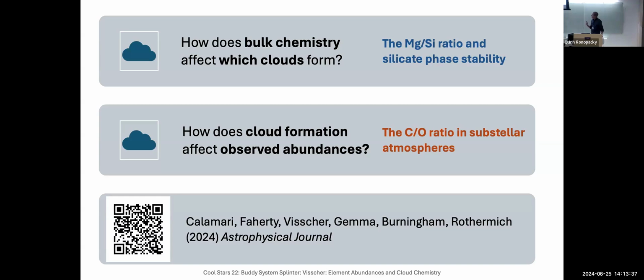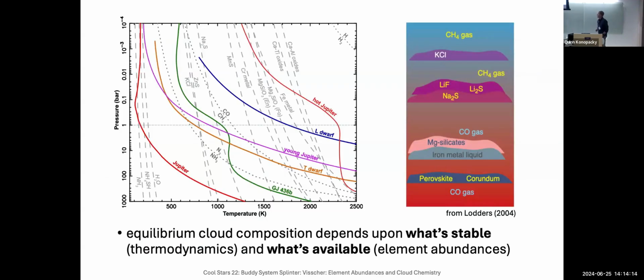The first thing we want to explore is how the bulk chemistry affects the types of clouds that we can form in a substellar atmosphere. Specifically, I'm going to look at the magnesium to silicon ratio and the silicate phase stability. The second outcome is how that cloud formation affects the observed abundances that we can actually retrieve at the top of the atmosphere, namely the C to O ratio in these atmospheres. I'm going to go into these in turn, starting with silicate cloud formation.